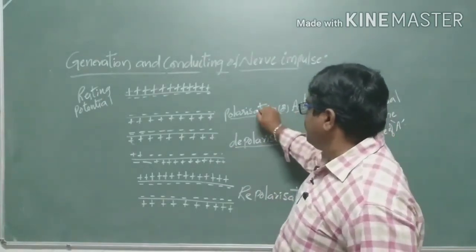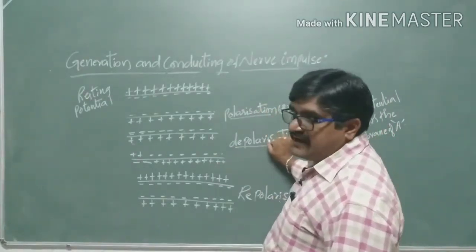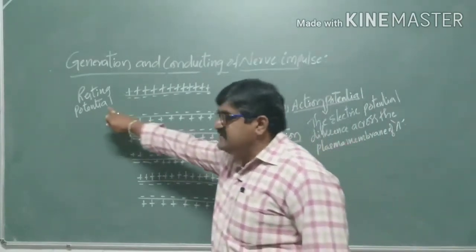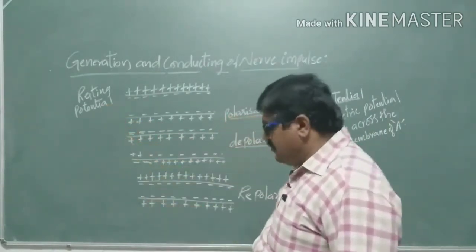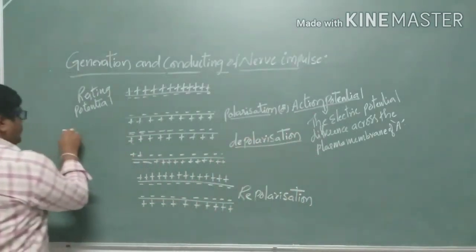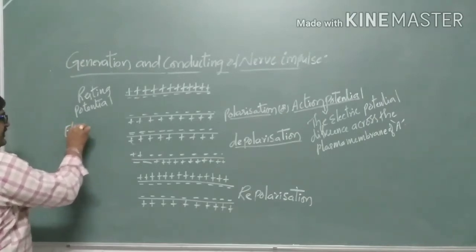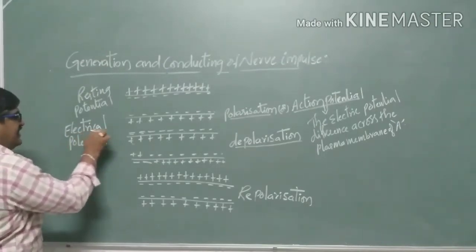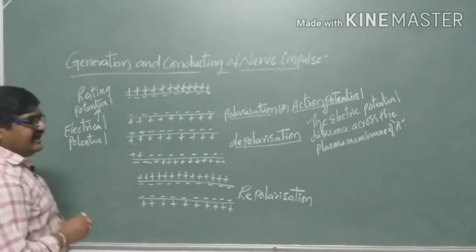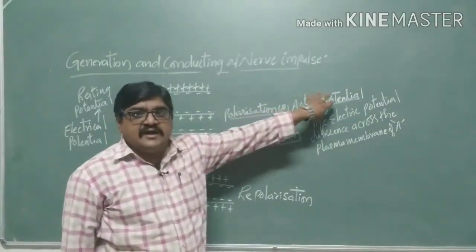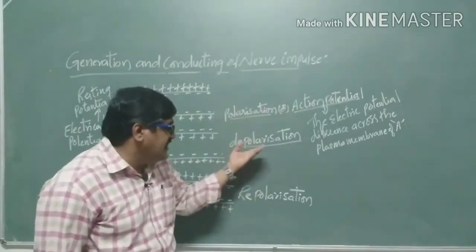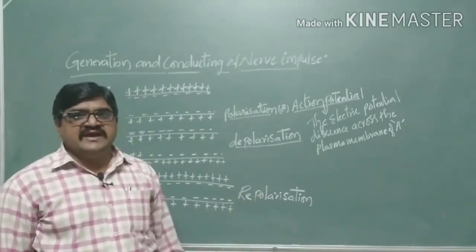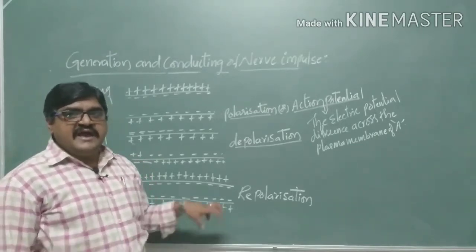That is, here it shows polarization, depolarization as well as repolarization, and also here you have to mention what a resting potential is, as well as what electrical potential is. First we have to know about the electrical potential, later the resting potential, later the action potential, later the polarization, depolarization as well as repolarization conditions.